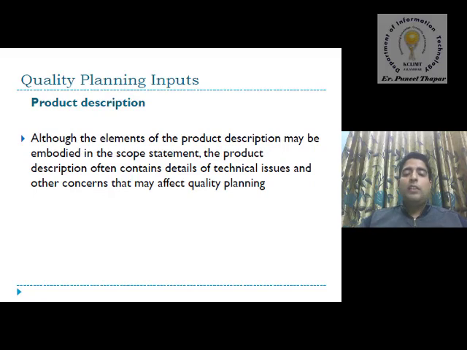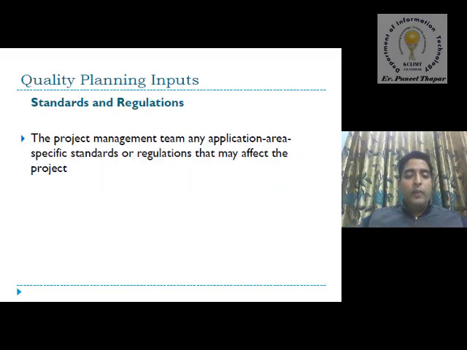And next is the product description. This input to quality planning is used to describe the project in detail. Although elements of the product description may be embodied in the scope statement, the product description often contains detail of technical issues and other concerns that may affect the quality plan. This other information includes the hardware requirement, the software requirement, the software processes, and the manpower requirement in real-time industry settings. All of these parameters, based on the product description report, define an input of the quality plan. And next, for quality planning inputs, standards and regulations are adopted.